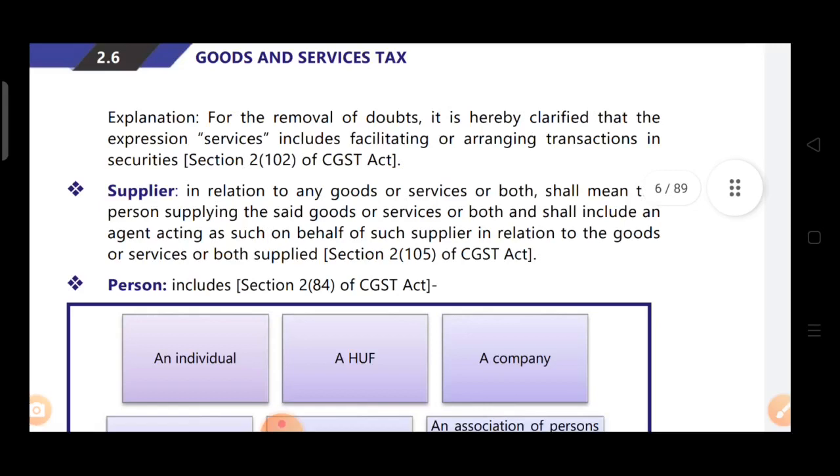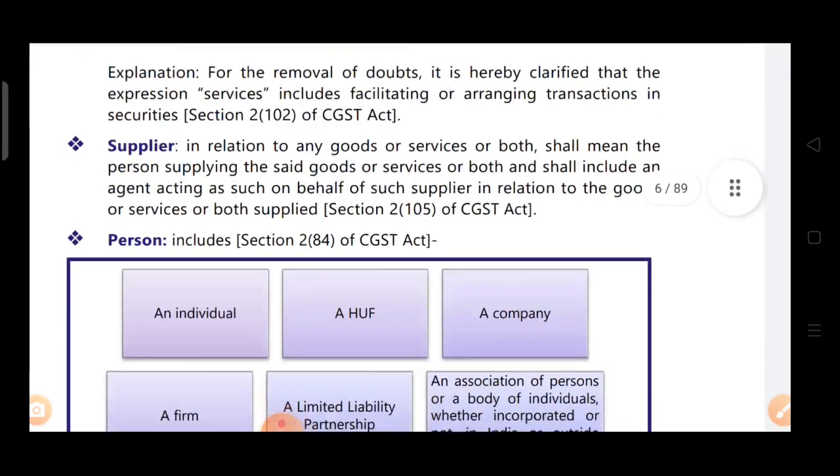Now, supplier. In relation to any goods or services or both, it shall mean the person supplying the said goods or services or both, and shall include an agent acting as such on behalf of such supplier in relation to goods or services or both supplied. Any person who is supplying the goods, that person will be known as a supplier, and it also includes an agent who is acting on behalf of the supplier. Okay, supplier definition done.